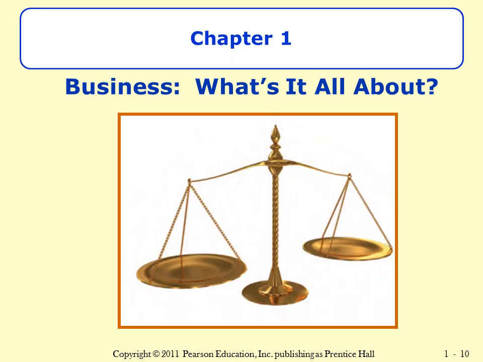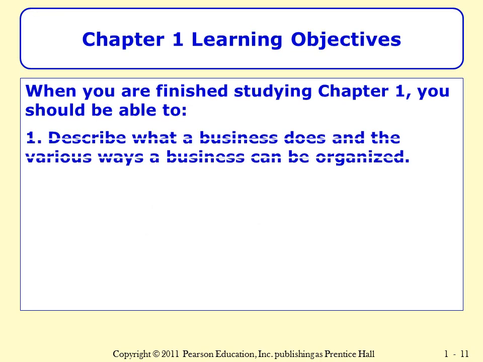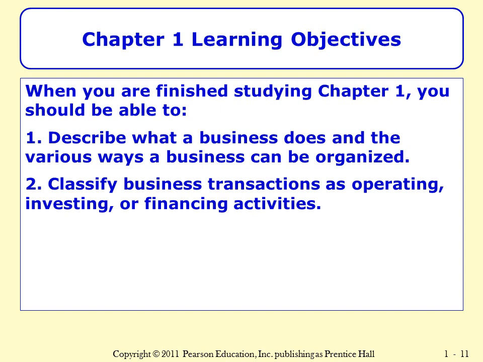So chapter 1 is titled Business. What's it all about? After you have read, listened to our lecture, and done your homework, then you should be able to do all of the following. Describe what a business does and various ways a business can be organized. Classify business transactions as operating, investing, or financing activities, which we're not going to spend a lot of time on for Chapter 1 because we're going to go into this in great detail in Chapter 9.